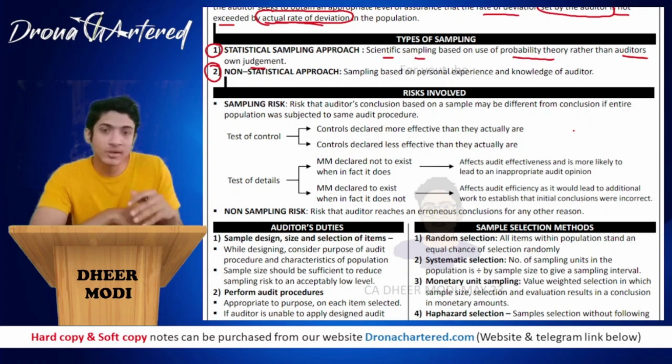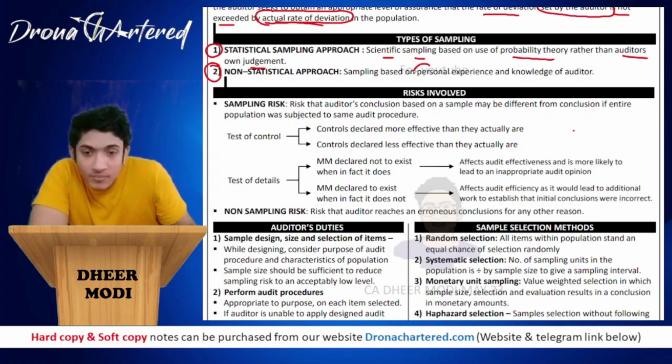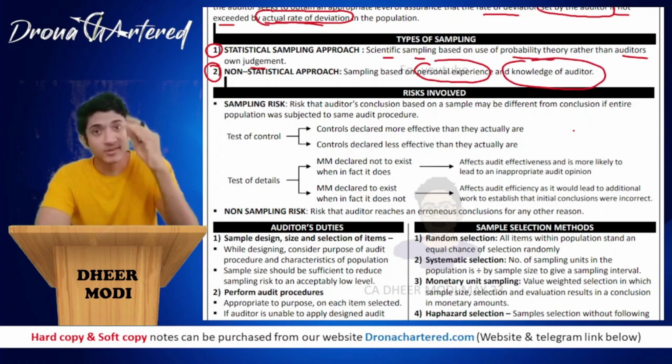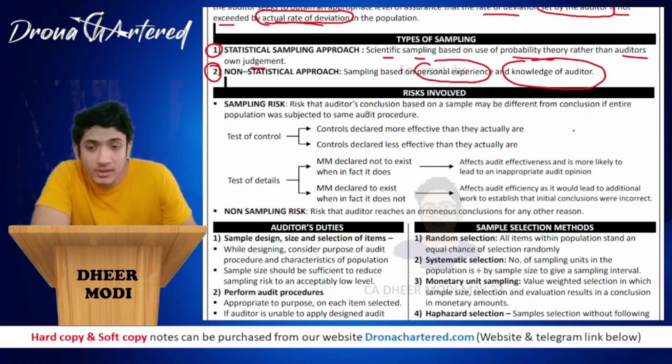He will go through the transaction and he will select this sample, this sample, this sample. So that is based on personal experience and knowledge of the auditor. Okay, so there are two types of sampling. One is your statistical, other is your non-statistical. Now, what are the risks involved?